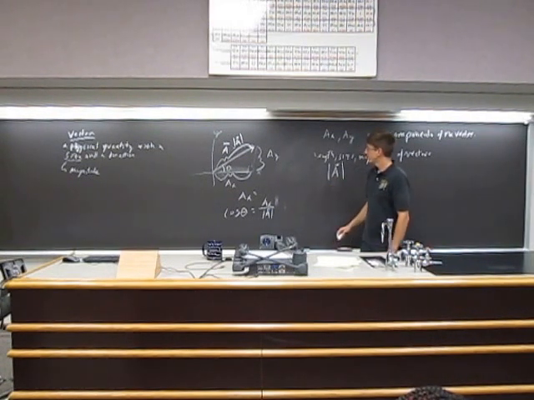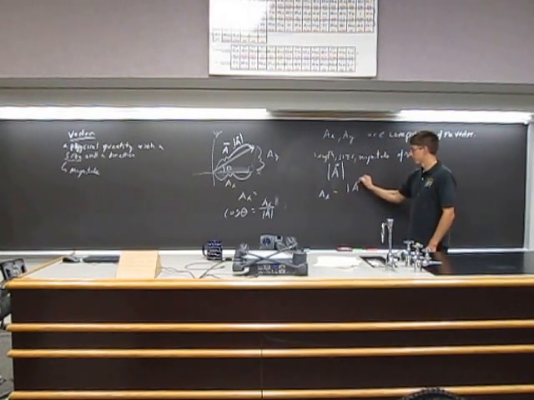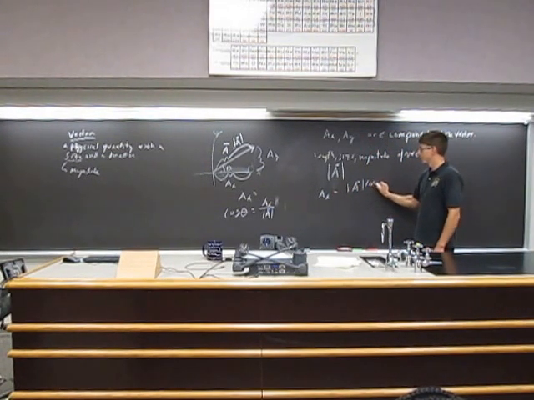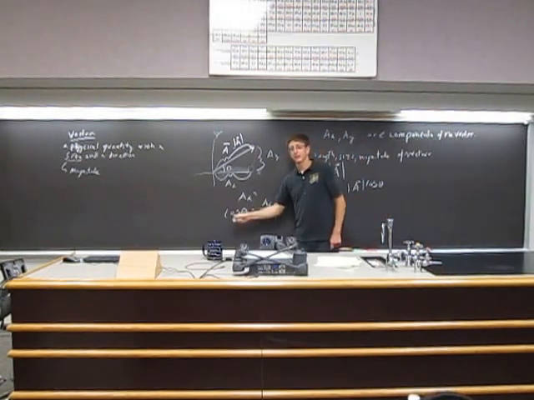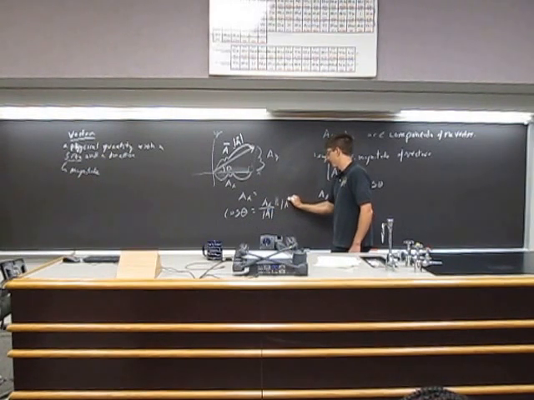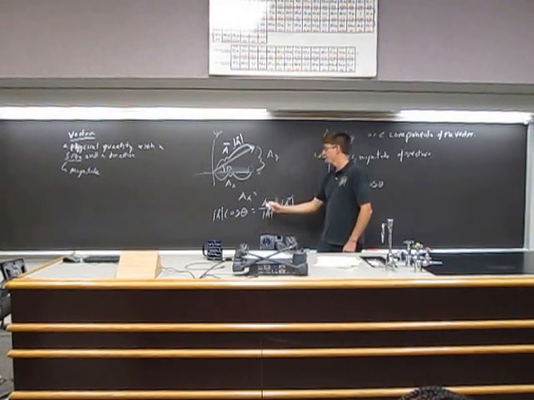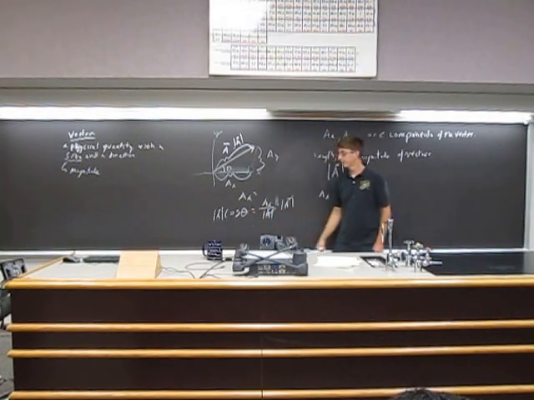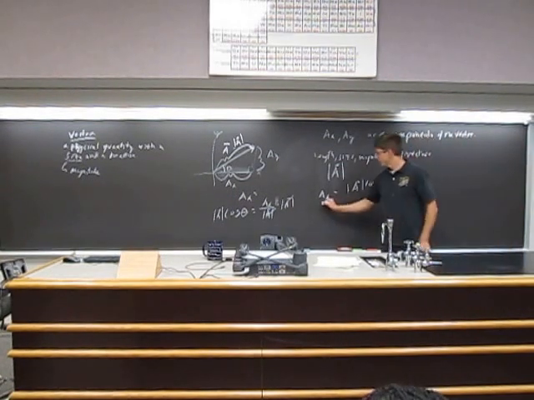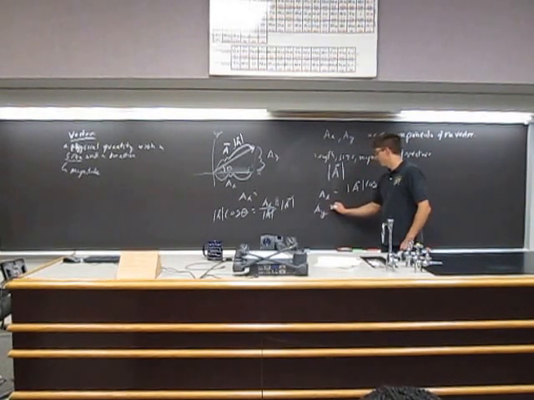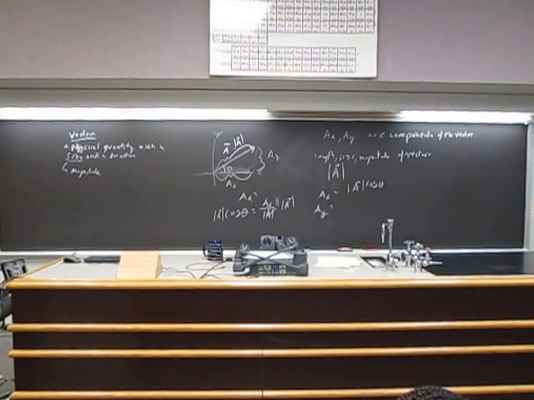So what would A sub x be? Cosine of theta equals A sub x divided by the magnitude of A. If I multiply both sides by the magnitude of A, these cancel and I get A sub x is just magnitude of A cosine of theta right here. So take about a minute, figure out what A sub y is in terms of magnitude of A and that angle.